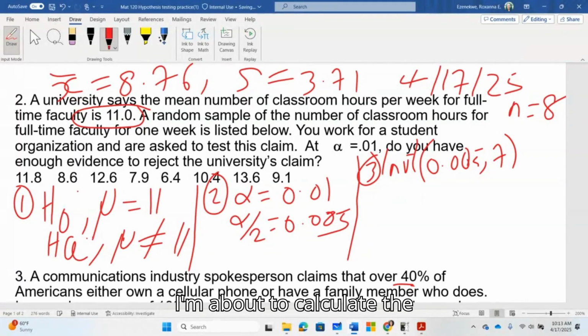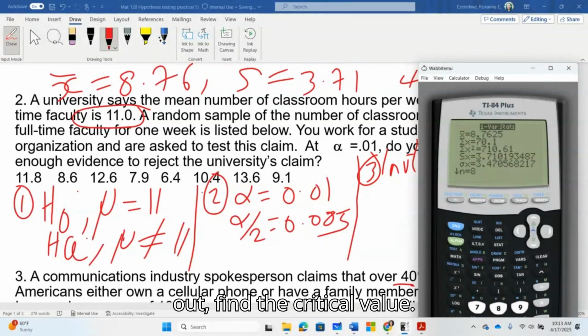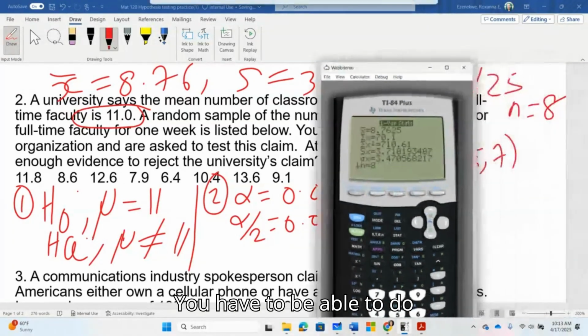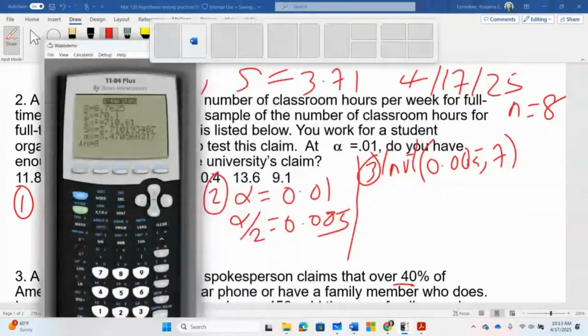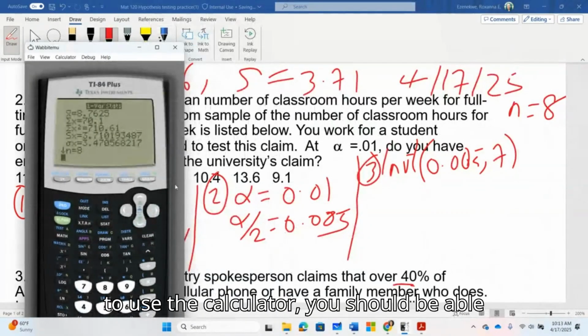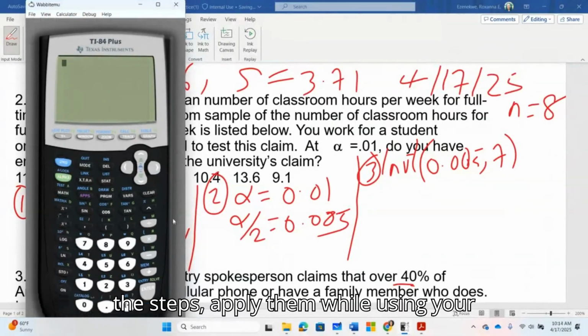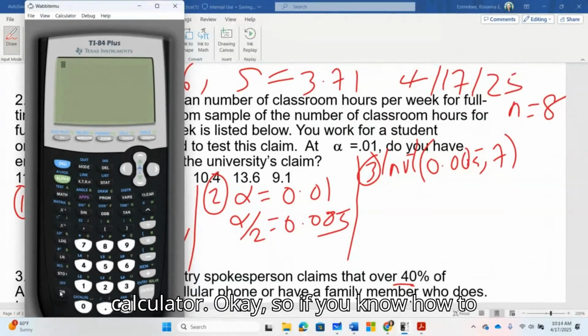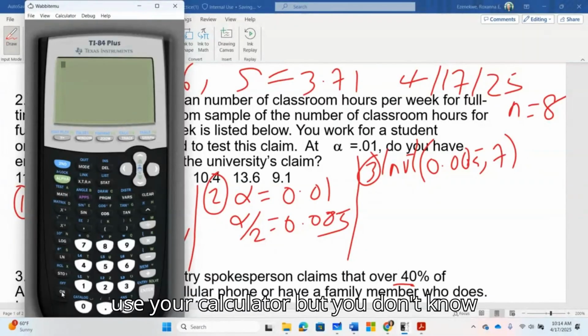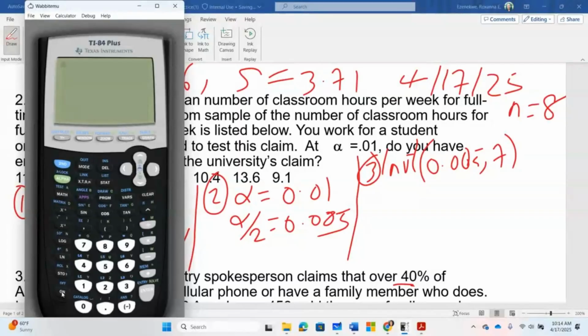So I'm about to calculate the critical value right now. Calculate the critical value, get my calculator out, find the critical value. You have to be able to do a whole lot of them. You should be able to use the calculator. You should be able to do the steps, apply them while using your calculator. If you know how to use your calculator, but you don't know how to get the steps, it's a problem.